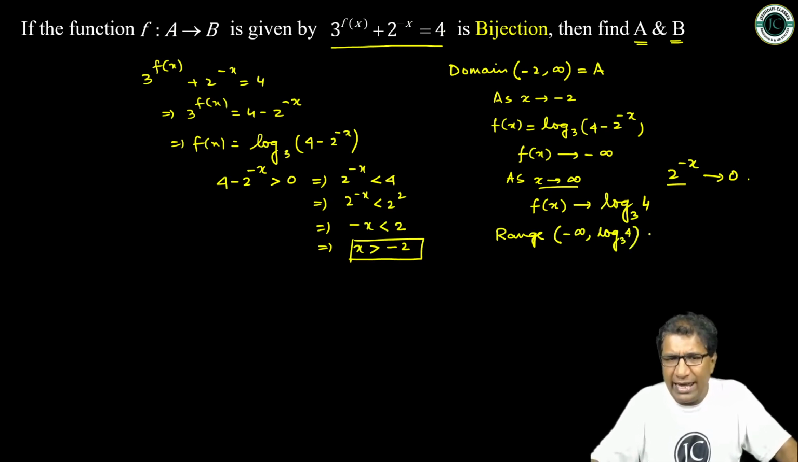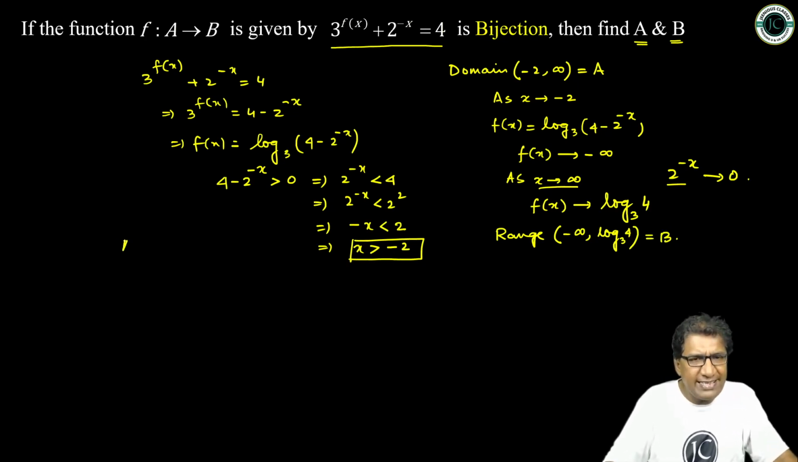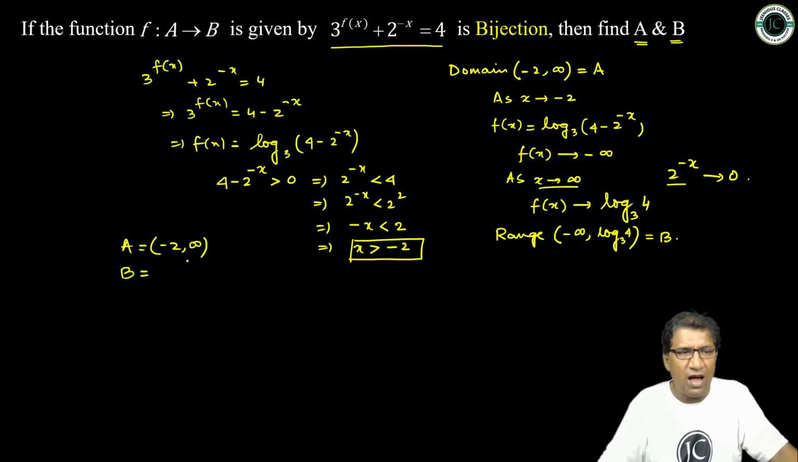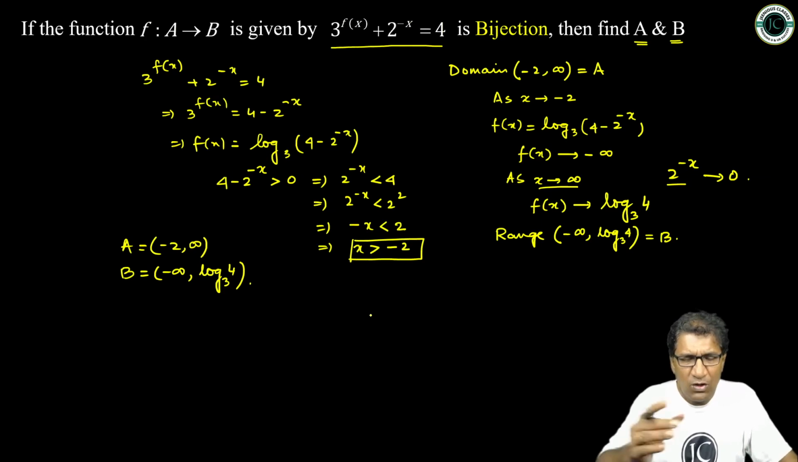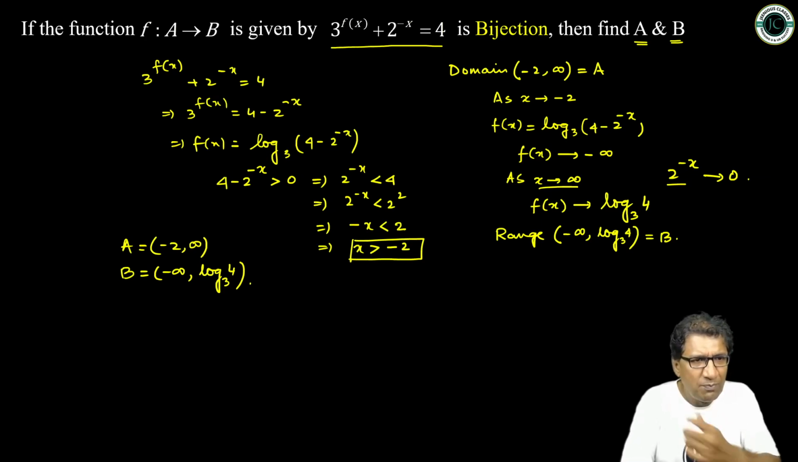And eventually, since it's a bijective function, this will be our set B. So our set A, which is our domain, is from minus 2 to infinity, and the range for this function will be from minus infinity to log 4 base 3. That's it. Is it clear to all of you? Okay, let us take another problem.